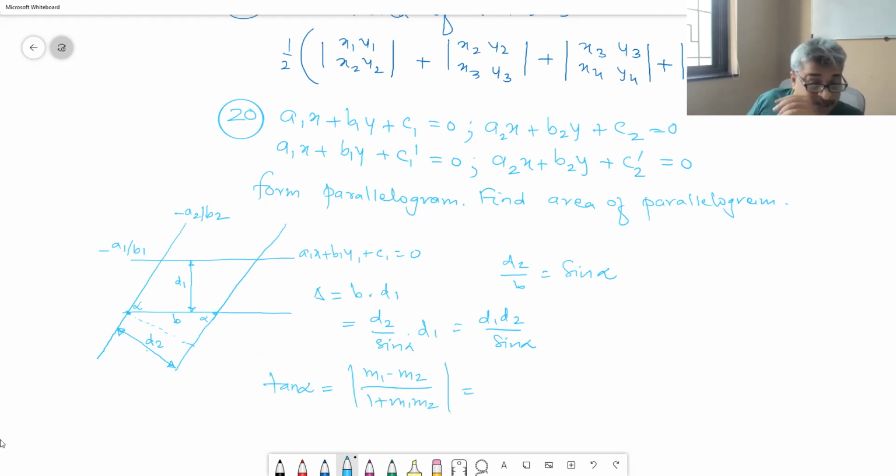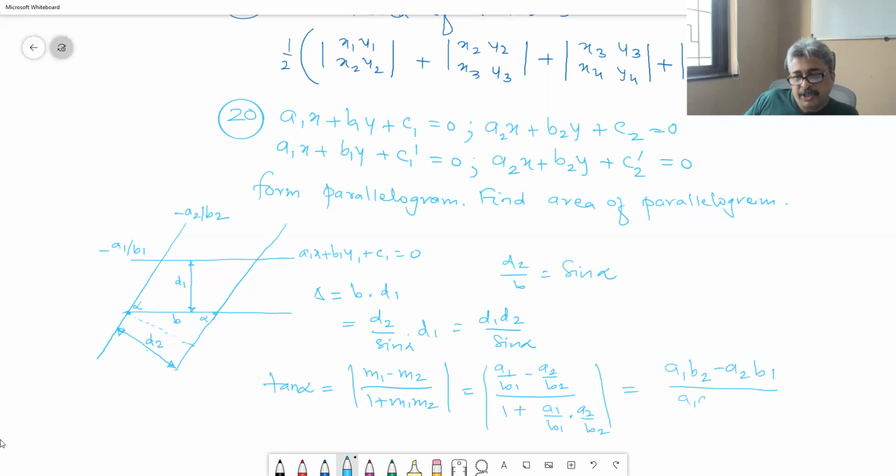Now, m1 is, say, a1 upon b1 minus a2 upon b2, upon 1 plus a1 upon b1 into a2 upon b2. Is that correct? If we simplify, what will we get? The denominator b1 b2 is on both sides, so a1 b2 minus a2 b1 upon a1 a2 plus b1 b2. That is what our tan alpha is.